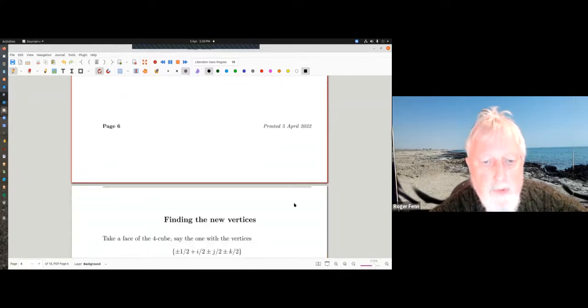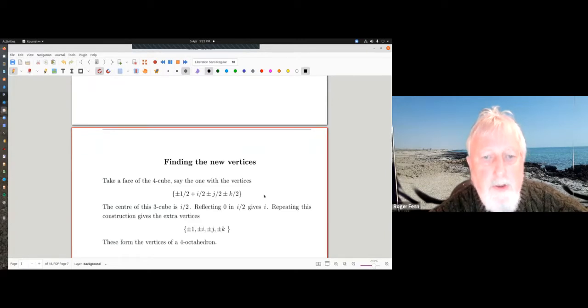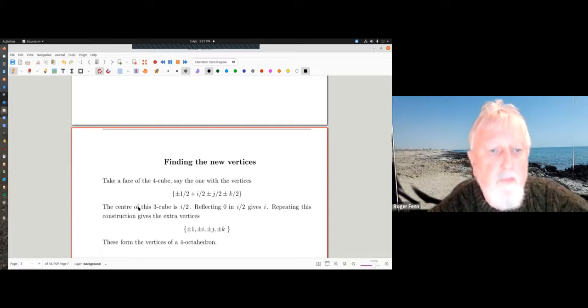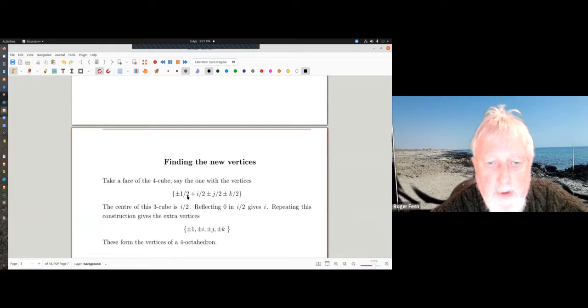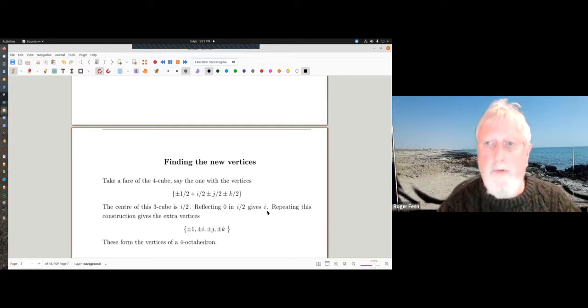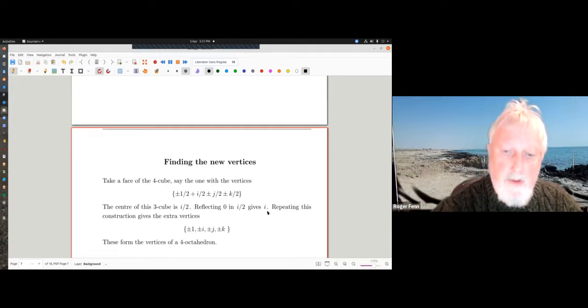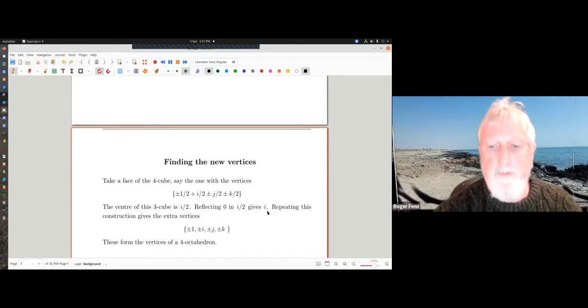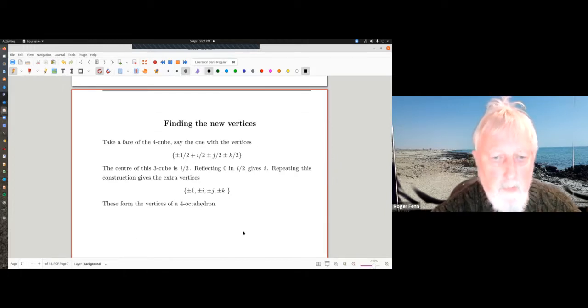And the other thing of note is the other ones. So finding the new vertices, how do I get the new vertices? I've got a cube, take a face of the cube, say, and in this case, just for example, take the one with the vertices plus or minus a half, plus or minus i over 2, plus or minus j over 2, plus or minus k over 2. And the center of this 3 cube is i over 2. And if I reflect naught in i over 2, I get i. So remember the construction of the 24 cell is that I stick on the cone onto the boundary. And then the cone point is i. That construction gives the extra 8 vertices, and these form the vertices of a 4 octahedron, which I think there's a picture coming up.